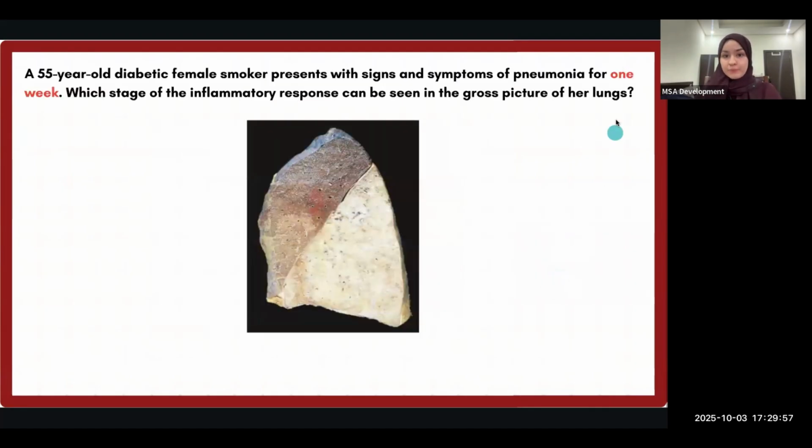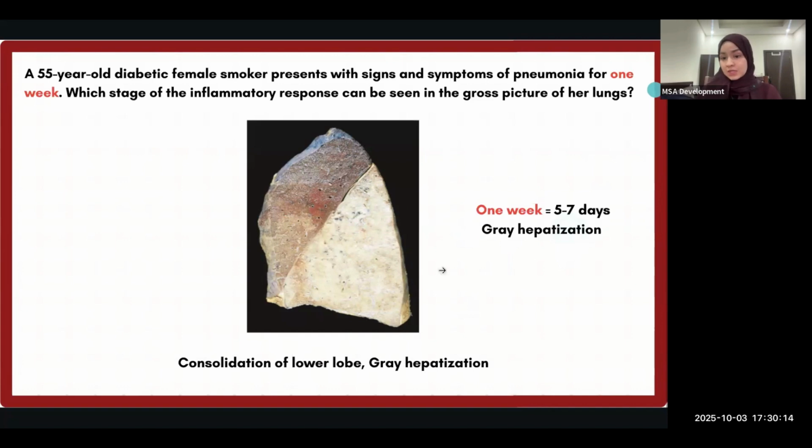Okay, case time. So you have a 55-year-old diabetic female smoker, with signs and symptoms of pneumonia for 1 week. Which stage of the inflammatory process can be seen? So this is the gray hepatization phase, and they said 1 week, which is like 5 to 7 days. Sometimes they might say the exact days, sometimes they might say a week. You'll have to do your context clues. And so this is gray hepatization.